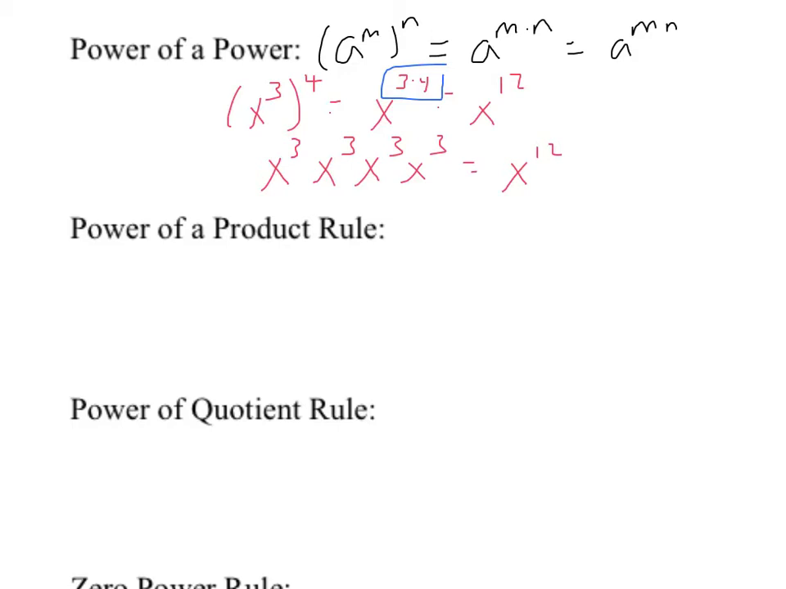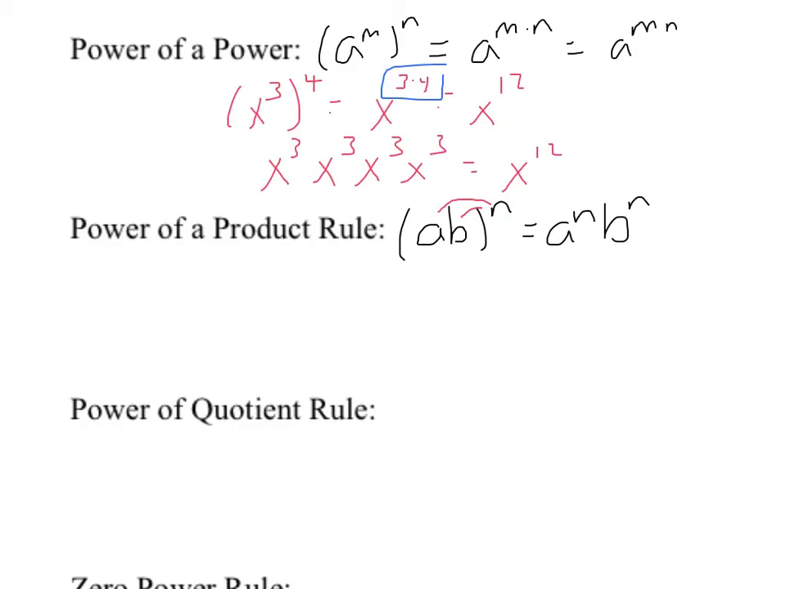Power of a product rule is when we have more than one term, so (ab) raised to a power. So there's more than one thing in the parentheses. Now in this case, this is a distribution question. So we would get a to the n, b to the n to get rid of parentheses.